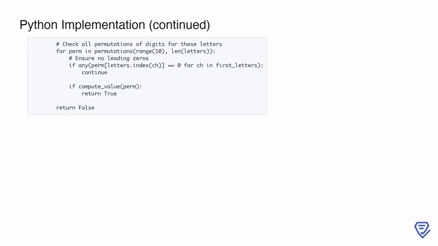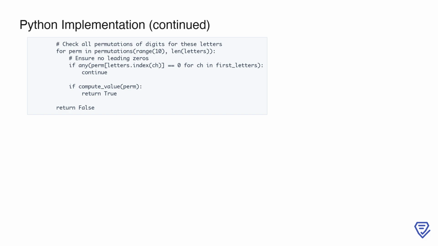Before processing a permutation, we ensure that no letter mapped to a leading position in a word is assigned the digit 0. This is achieved by checking whether any of the first letters corresponds to 0 in the current permutation. If such a case exists, we skip this permutation and continue to the next one. If the current permutation passes the leading 0 check, we call the compute_value function with the permutation as the argument.